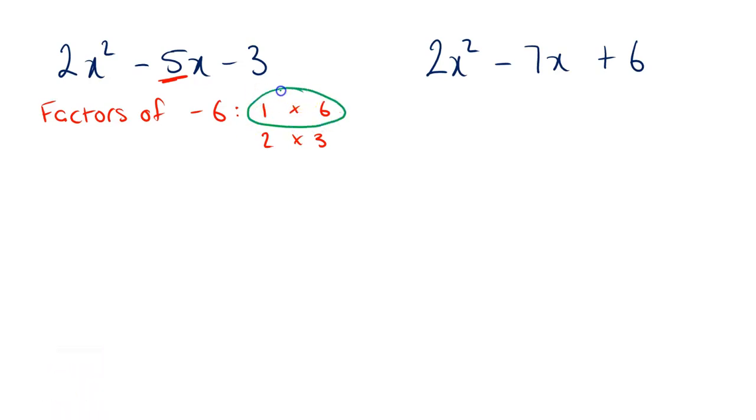This has a difference of 5. Which one needs to be negative? Well, to make this negative, that needs to be the 6. Now, this is where the problem gets a little bit harder. Once you've identified those solutions, we are not yet ready to put it into brackets.